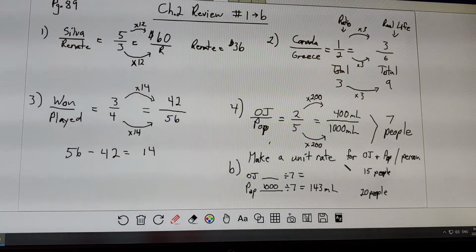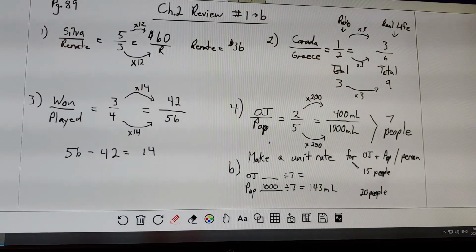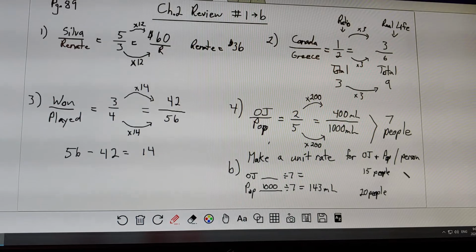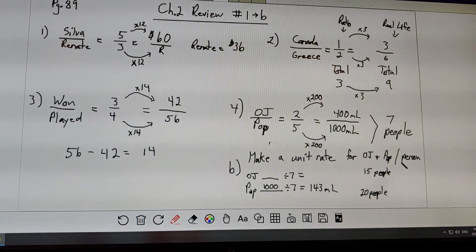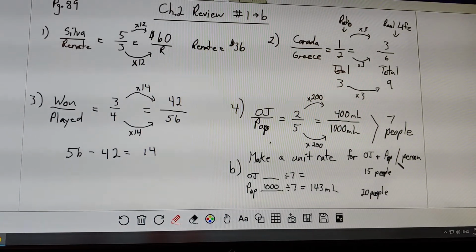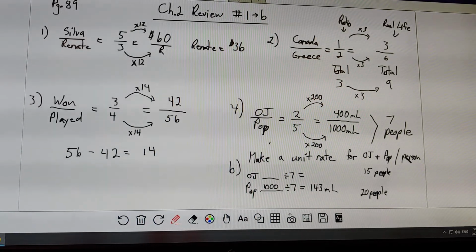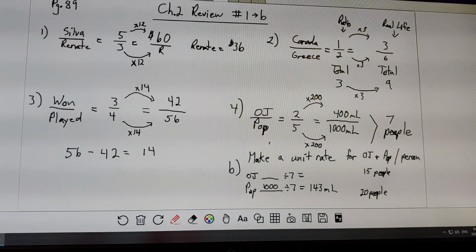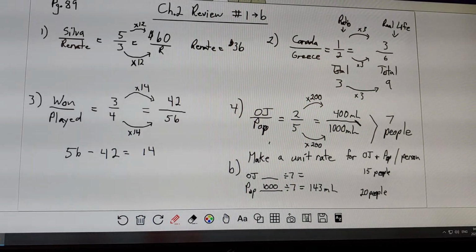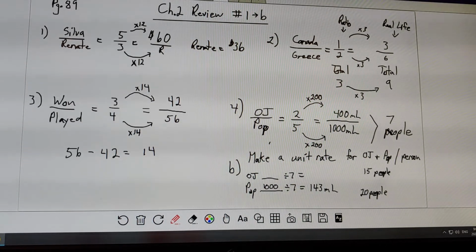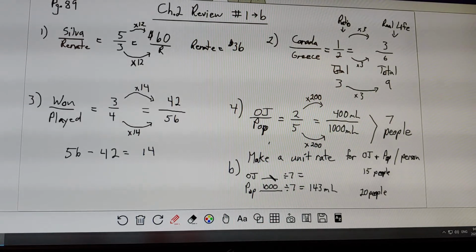We did this. We did the whole sections on making a unit rate. So we'll figure out how much juice and pop we need per person. That's the whole idea of a unit rate. Unit rates compare 2 different units, and the second one is usually 1. In this case, it's going to be per person. We have 7 people that this makes the recipe for, so we just divide by 7. So that's what it's doing down here.